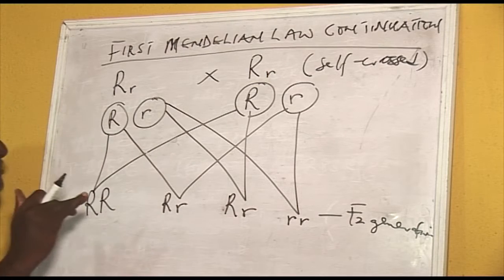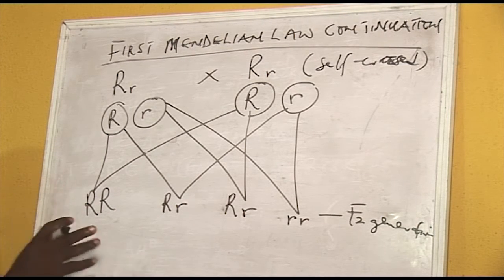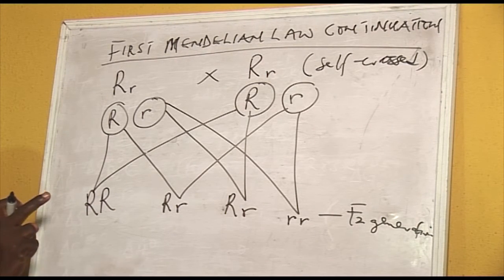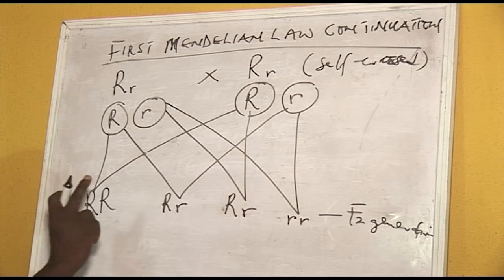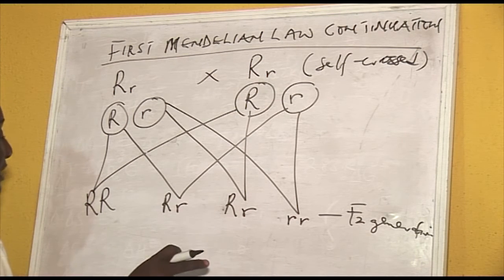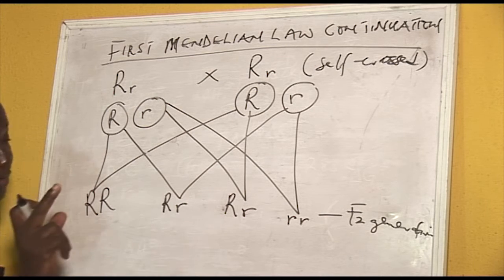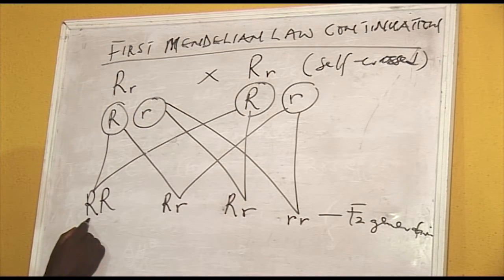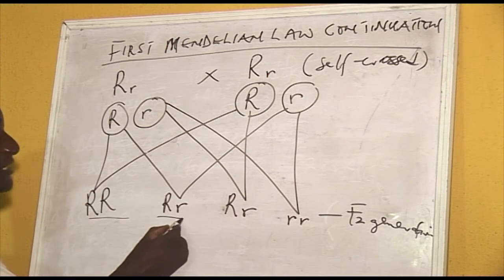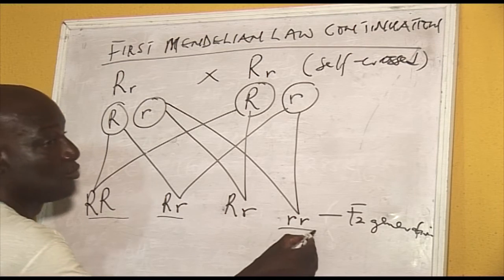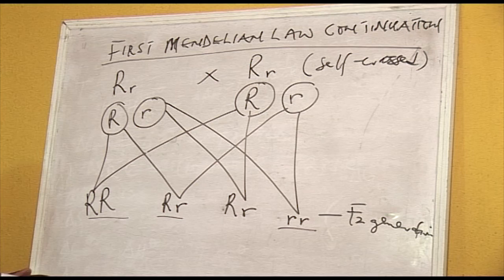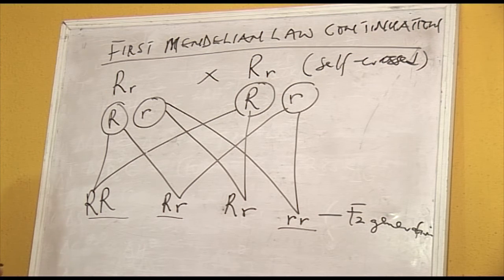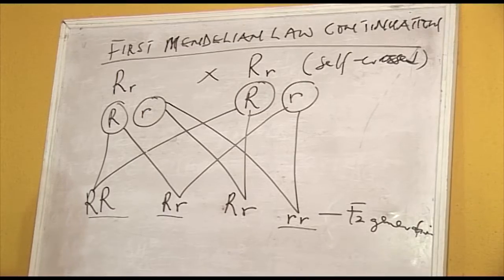In the last class, I told you that filial generation represents the offspring of parents. Now, if you look at the second filial generation, there are three possible genotypes: capital R, capital R; capital R, small r; and small r, small r. From this second filial generation, we can determine the genotypic ratio and phenotypic ratio.